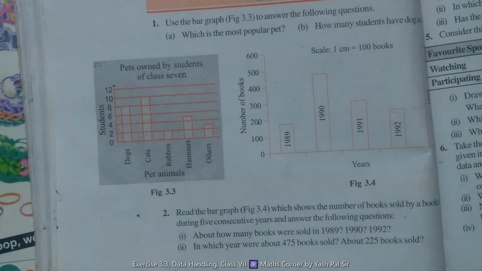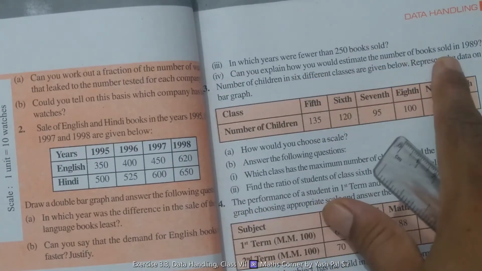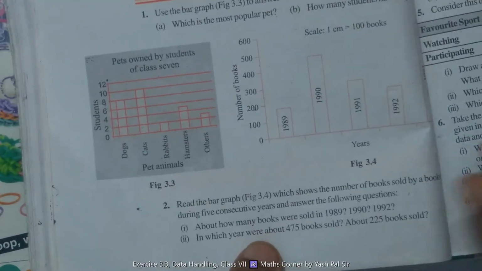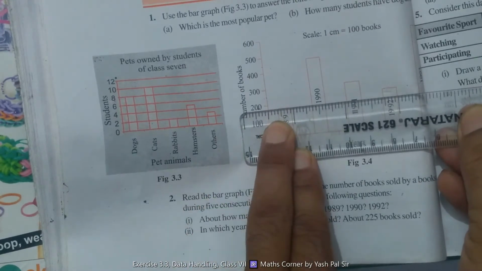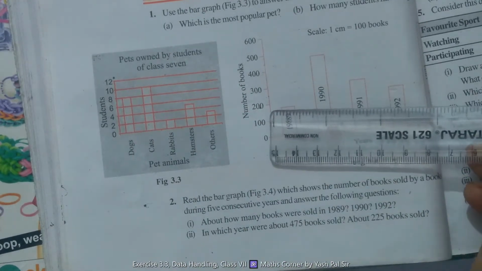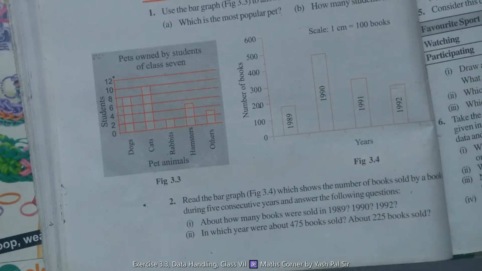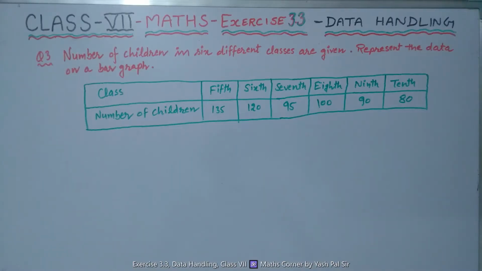Now the next part of the question: can you explain how you would estimate the number of books sold in 1989? In 1989, the number of books sold is approximately 175. This is below 200, after 100. So this is approximately 175.